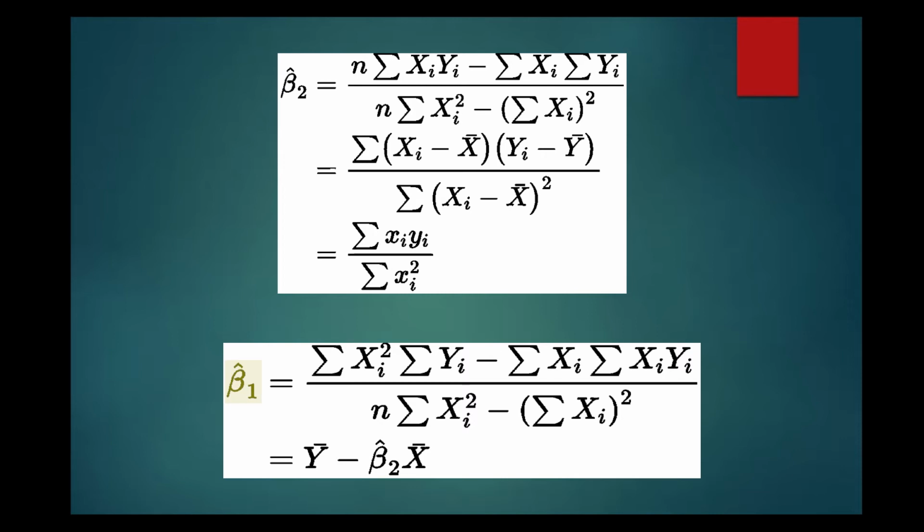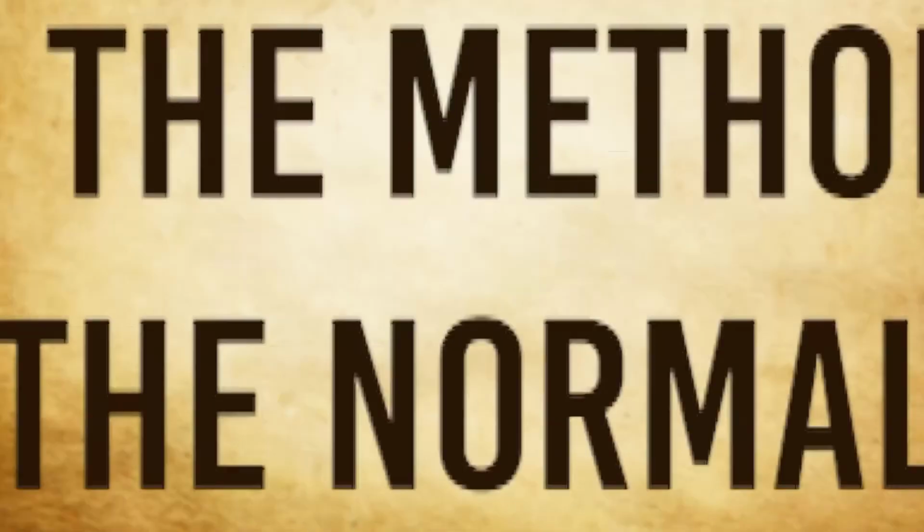Similarly, we have the expression of beta 1 hat. When we go for beta 1 hat, we multiply by xi squared in the numerator, and in the denominator we also get the expression of the variance, and from there, by dividing by n, the number of observations, we get y bar, and then we have minus beta 2 hat x bar. So this is the expression of the slope coefficient, that is beta 2 hat, and this is the expression of the intercept coefficient, which is beta 1 hat.